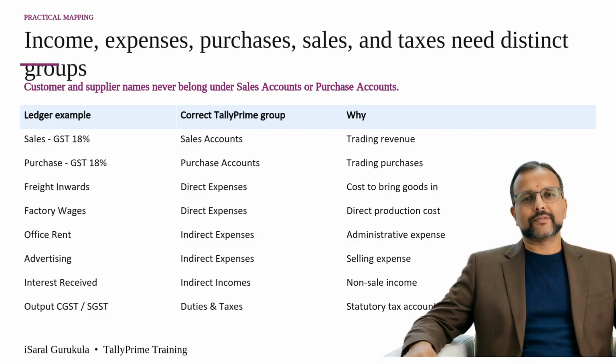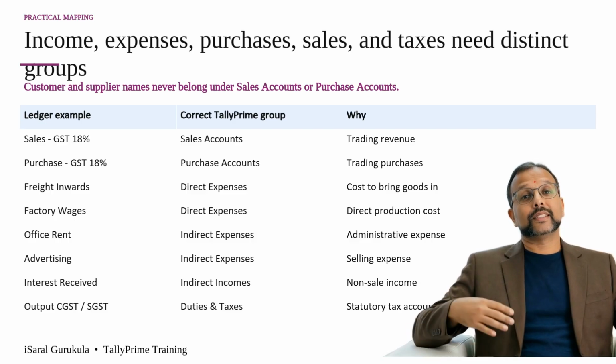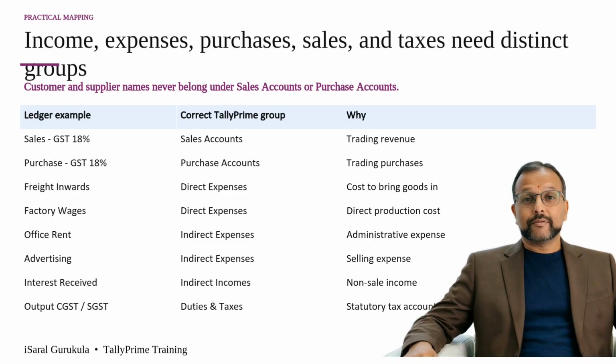Freight inwards is classified as direct expenses because it's a cost to bring goods in. Factory wages also go to direct expenses because they're a direct production cost. Office rent is an administrative expense, so indirect expenses. Advertising is a selling expense and also an indirect expense. The interest you receive is indirect income because it's non-sale income. An output CGST or SGST is recorded in duties and taxes because it's a statutory tax account.